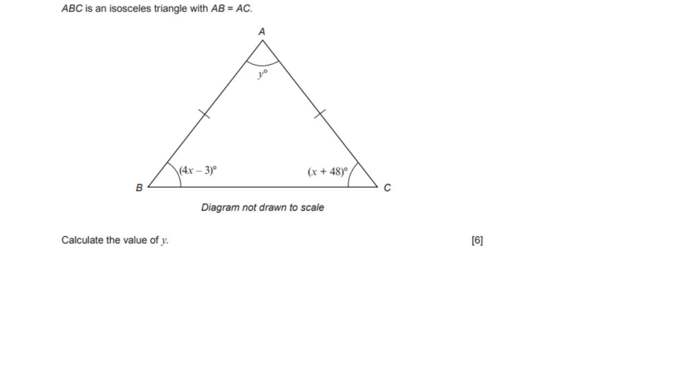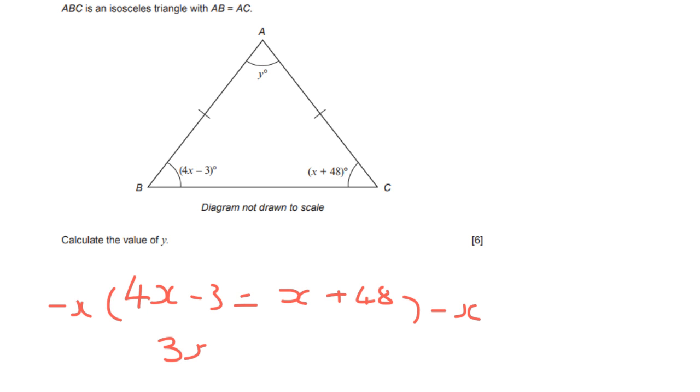Now lastly, we're given an isosceles triangle, and we know it's an isosceles triangle because it tells us that in the question. Isosceles triangles, we know that two angles are equal. So I know that 4x - 3 is equal to x + 48. So now I've got a 3-step equation that I need to solve. I start off by taking away the x, as you cannot have x's on both sides. So that'll give me 3x - 3 equals 48.